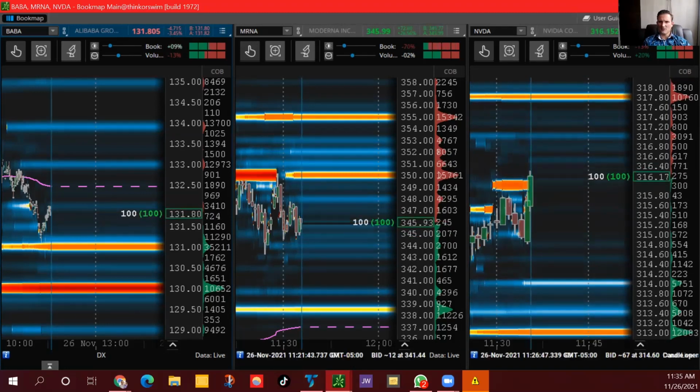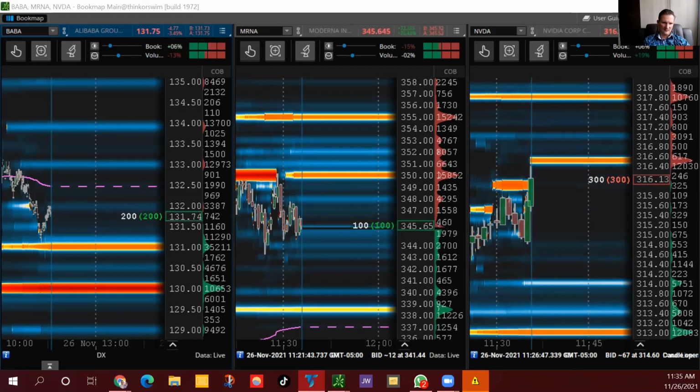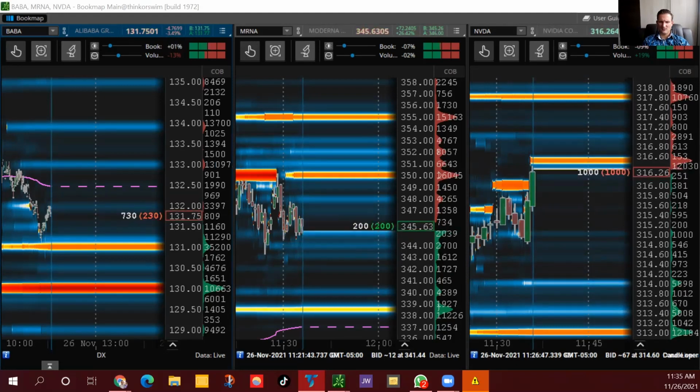So SPY's trying to pump. NVIDIA wants to pump with it. Sellers popping right back in the book at 316.60, knocking it right back down. Again, I'm playing this back and forth on NVIDIA with these little baby trades just to help you see the order book and the strategy and how you can take advantage of it if you want to.